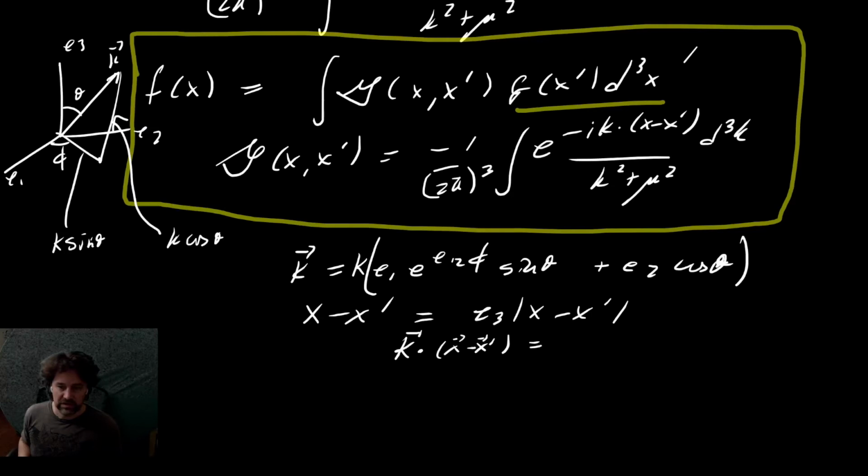So k dotted with x minus x prime, these are all vectors, is going to be, it's not E2, but E3. So we have a magnitude of k times cos theta times x minus x prime. That is our k dotted with x minus x prime component in our integrand. And we were going to plug in our k-space volume element and see what we can do with this guy. So I'm just going to write minus 1 over 2 pi cubed. Let's plug that in.